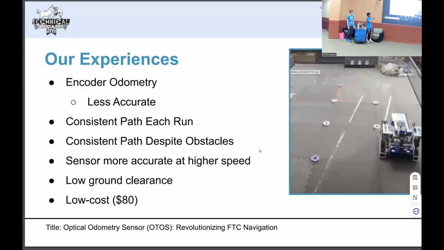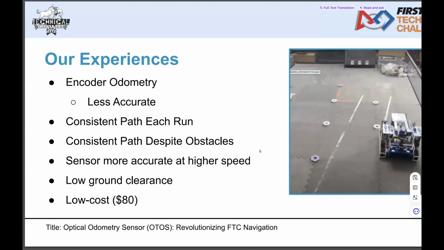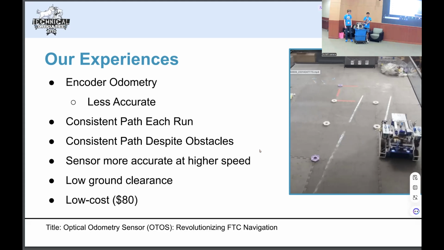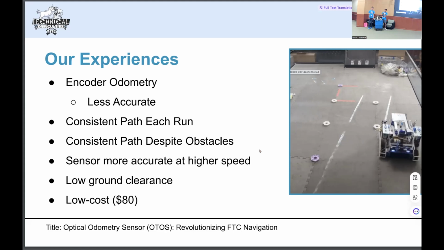So our experience with the sensor has been wildly successful, right? Our encoder odometry used to be pretty inaccurate. And of course, everywhere in the FTC forums, they're like, don't use mechanical encoders, but we wanted to make a smaller chassis, so we have to make some compromises. But now we have this, so we don't really care.